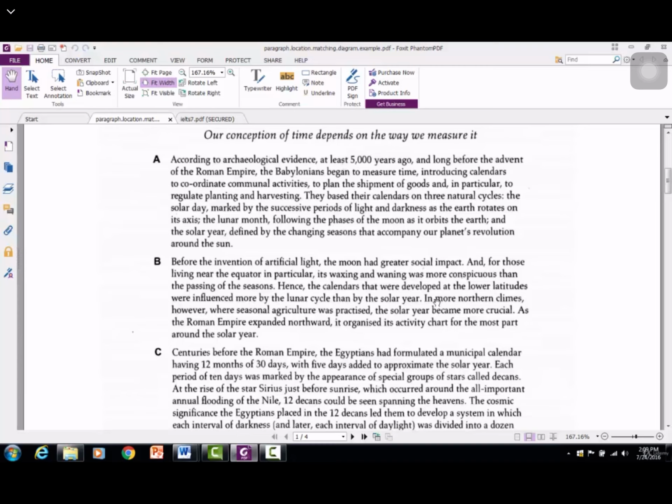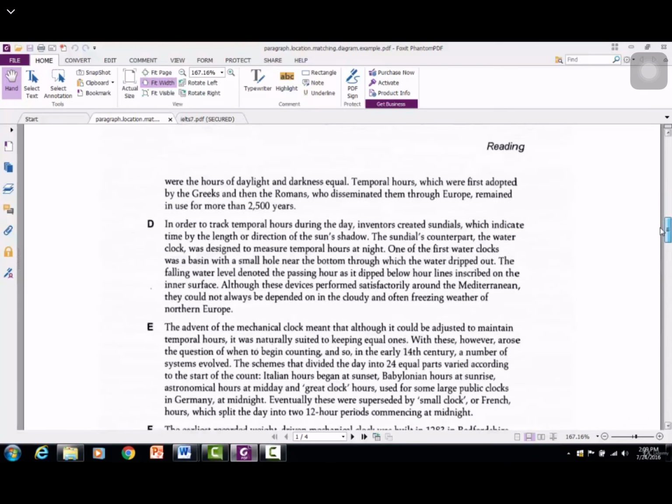And then the next sentence, "in more northern climates." Clim is short for climate. Again, we're talking about geography. And here we're talking about agriculture, which is farming. Okay, so paragraph B is the answer for number 2.